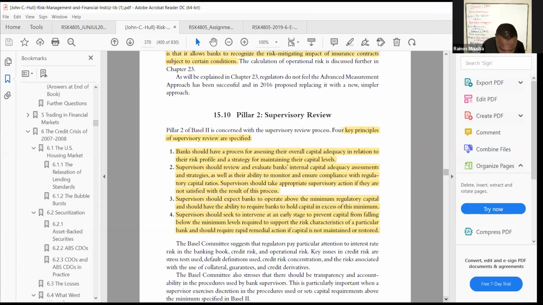Then they also say supervisors should expect banks to operate above the minimum regulatory capital and should have the ability to require banks to hold capital in excess of this minimum. Then supervisors should seek to intervene at any stage to prevent capital from falling below the minimum levels required to support the credit risks of a particular bank, and should require rapid remedial action if capital is not maintained or restored to the minimum capital amount as well. So these are the 4 key principles under supervisory review under Basel II. Is there any question regarding this?